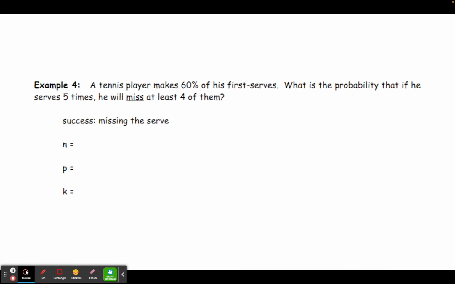In example 4, the tennis player making 60% of his first serves. If we want to know the probability that if he serves 5 times, he will miss at least 4 of them. Here, we're defining success as missing the serve. He's serving 5 times. The probability that he misses the serve is 0.4. And then K, remember, is at least 4. At least means 4 or more. And because he's only serving 5 times, that would mean he would miss 4 or 5 of them.